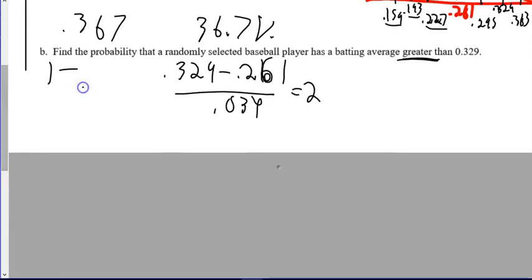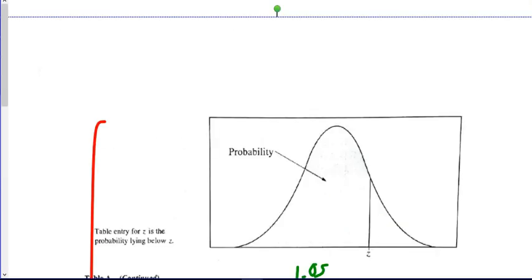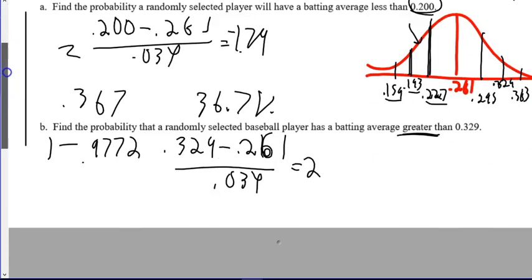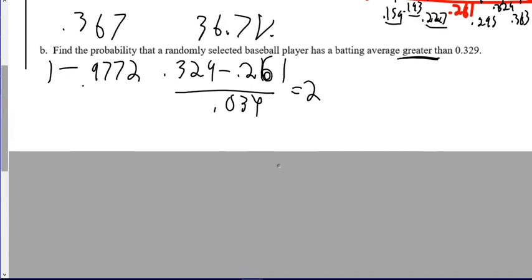1 minus 0.9772. I think that's what it was. Yep. And when you do that, you get 0.0228. So that means about 2.28% chance of going above a 0.329 batting average.